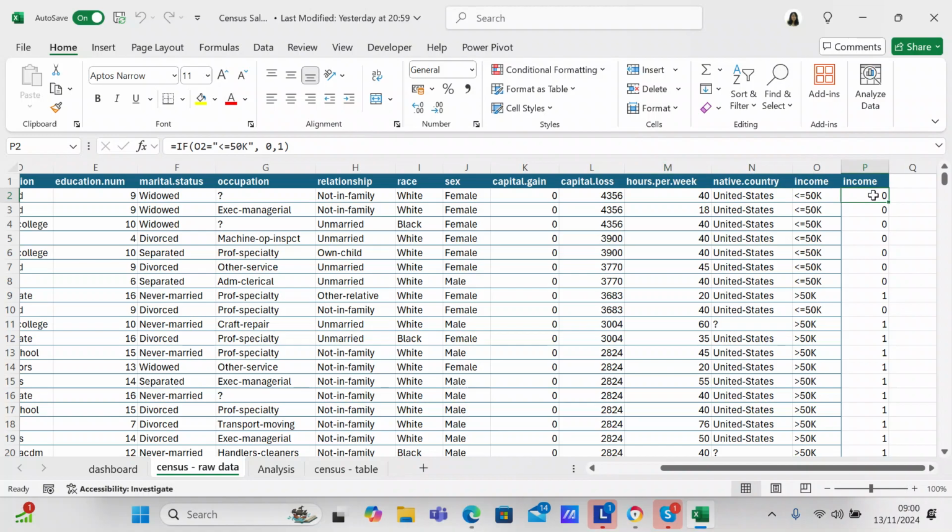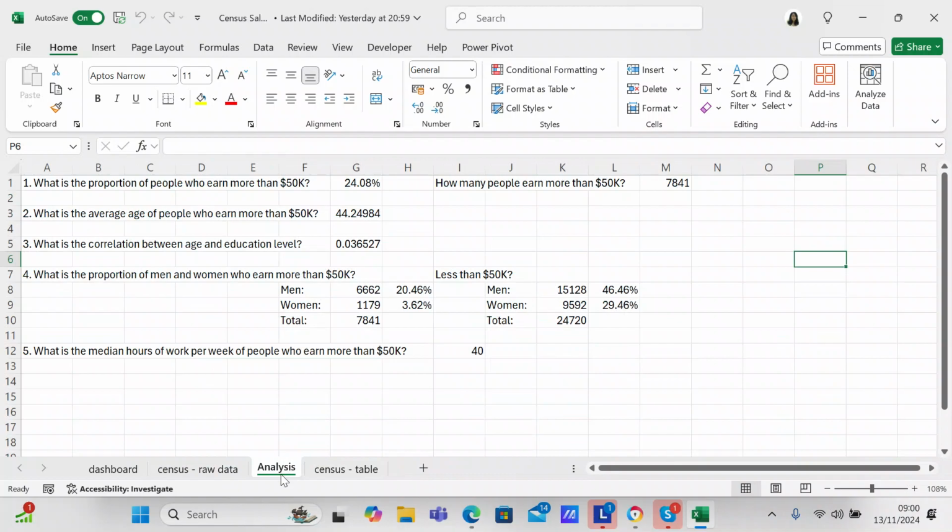And I will say that this data set is a little bit more difficult to work on than the others that I worked on, because they were asking specific questions about people who earned more than 50K. So what I did was, the first question is, what is the proportion of people who earn more than 50K? And we had to use a COUNTIF census P2 to P32562 is 1, and then you divide that into COUNT the census P2 to P32562.